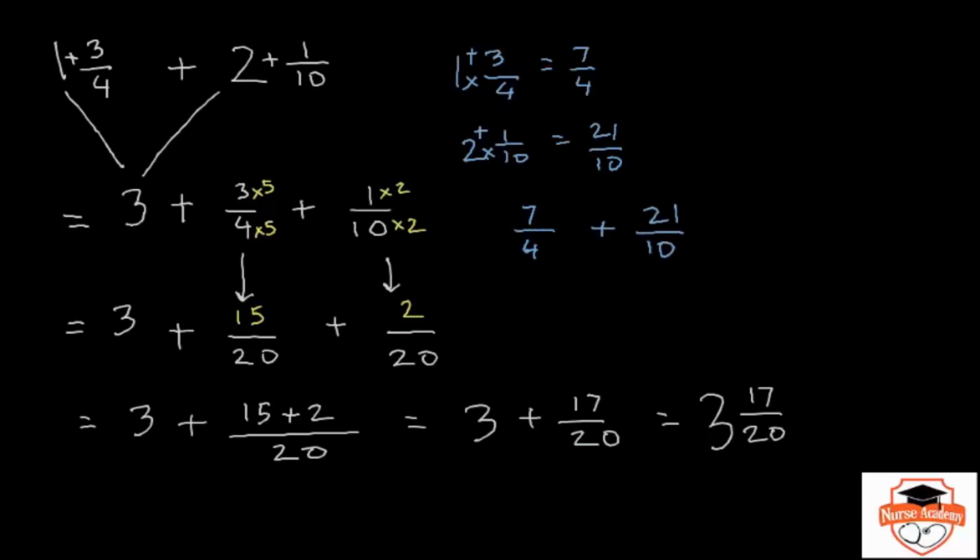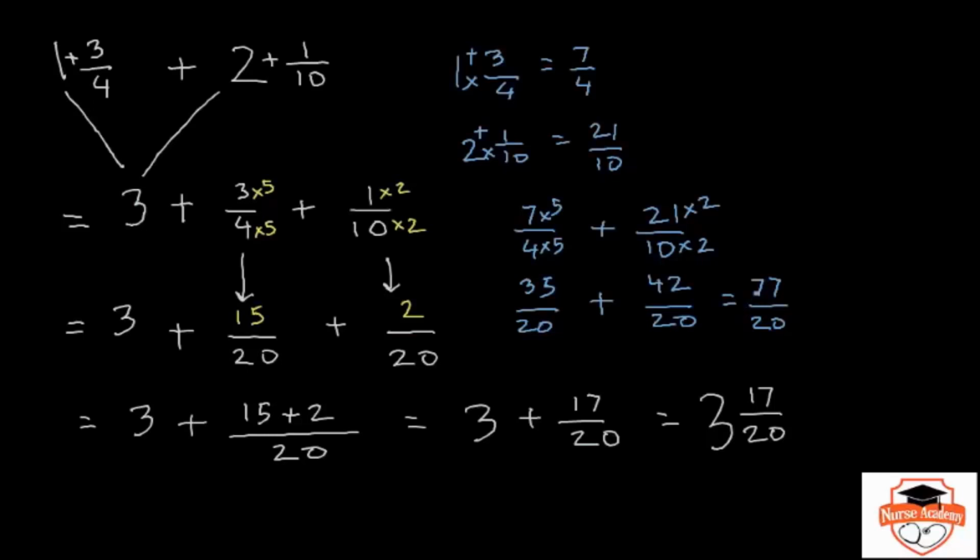Change them, 4 and 10 changes to 20. So you have over 20, you have over 20, plus multiply this with 5, multiply 7 with 5, multiply 10 with 2 to get a 20, and multiply 21 with 2. 7 times 5 is 35, 21 times 2 is 42. So we have 42 plus 35, that's 77 over 20. Change it back to a mixed number. Divide the numerator with the denominator.